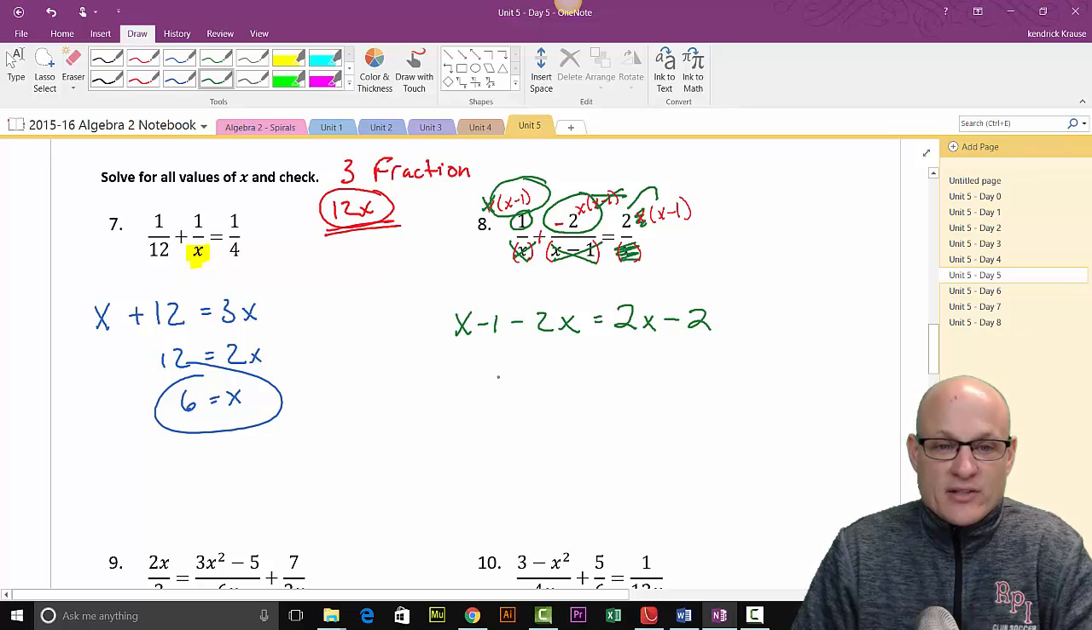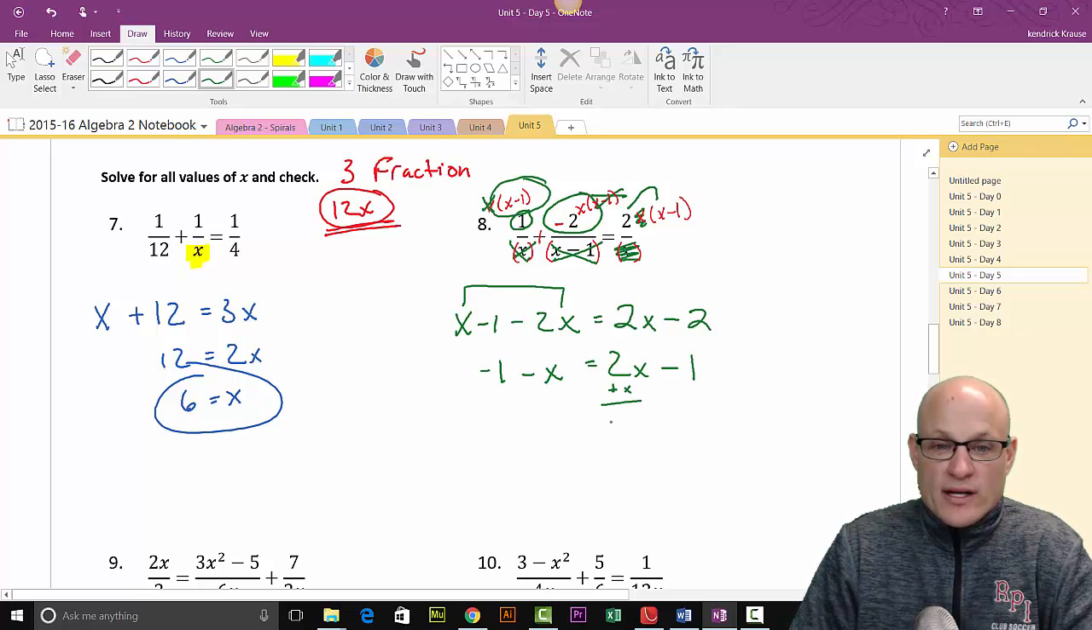All right, let's clean things up. On the left side, I get negative 1 minus x, because when I put these together, I get minus x, equals 2x minus 1. I'm going to add this x over here, so I get 3x, and I'm going to add this 1 and add this 1 here.